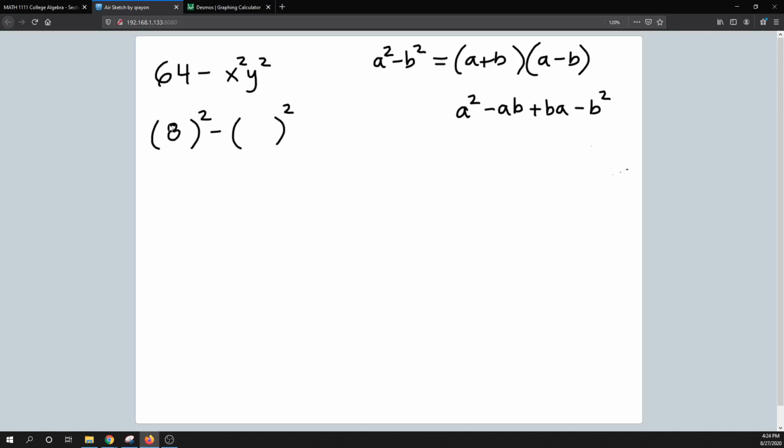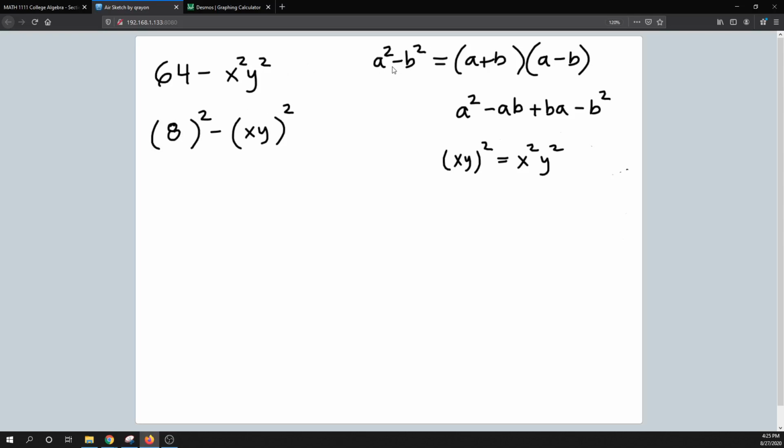Because 8 times 8 is 64. And they'd be absolutely correct, right? Over here, think about what I would put in parentheses to get x squared y squared. Most people would say, what about xy? Would that work? And the answer is absolutely that would work, because xy quantity squared, using the properties of exponents, is exactly x squared y squared. So we would get exactly this.